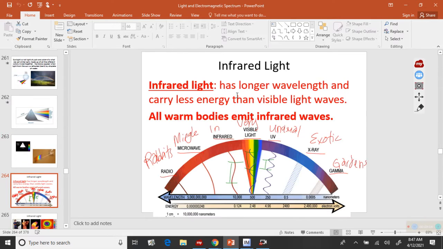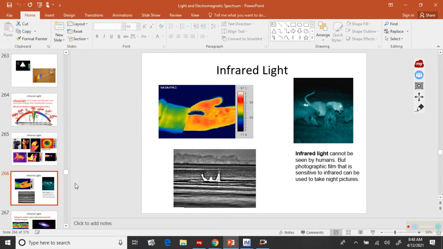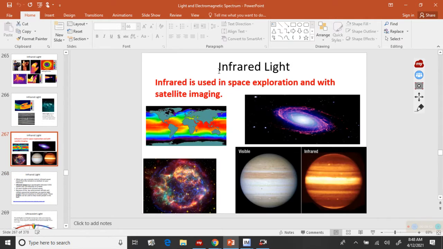All right, so infrared light, this is your second little paragraph with a little arrow in your notes, has longer wavelengths and carries less energy than visible light waves. So all of your warm bodies are going to emit infrared light. They use this in the military a lot of times. But notice right here, really quick, visible light is arranged just like the spectrum. So your blue colors are going to have a lot higher energy, higher frequency, shorter wavelength than your red. So infrared light, you've seen this a lot, I'm sure. The hotter areas are red, the colder areas are blue. And they use that a lot of times in night vision things. Also, they can use it in space and in weather patterns.